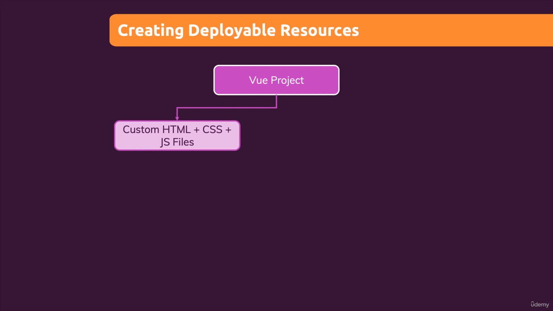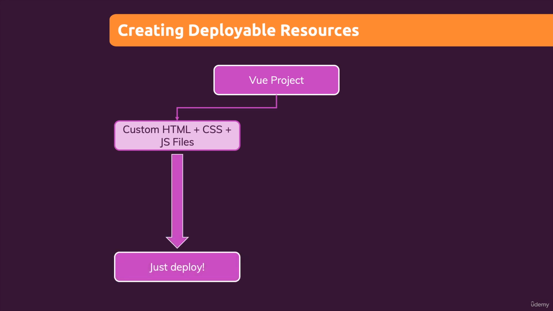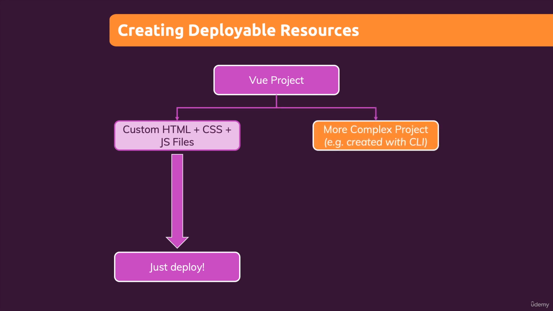If you have a very simple project, as we had it in the beginning of the course, for the Monster Killer project for example, we really just had a couple of custom HTML, CSS, and JavaScript files. We had no project setup created with the Vue CLI or anything like that. In that case, you can just grab those files and upload them onto a server. If you have a project that's a bit more complex, like the one we've been working with over all the last modules, typically created with the Vue CLI, then you have a couple of other steps.